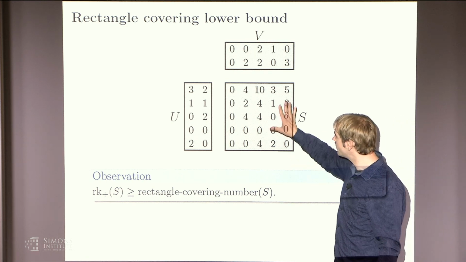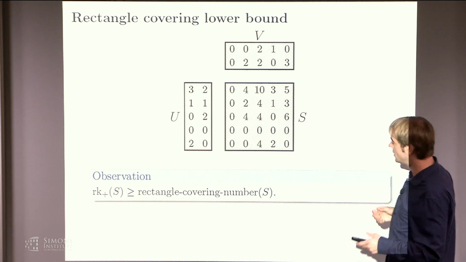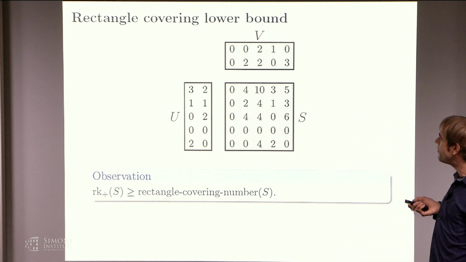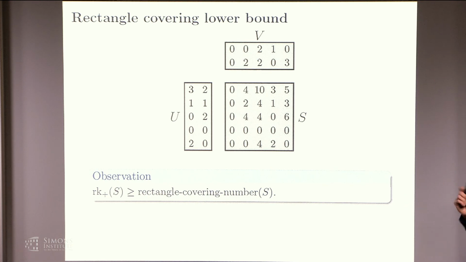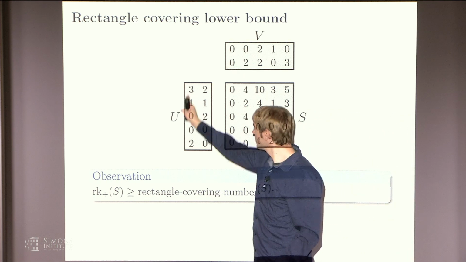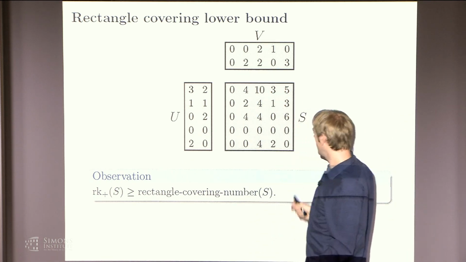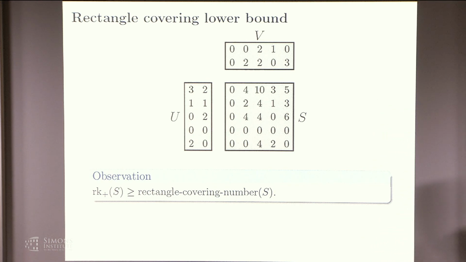So let's look at a non-negative matrix S, and let's look at some non-negative factorization. In particular, you can factor this matrix as U times V, and these are also non-negative matrices. Now we're going to lower bound the number of columns and the number of rows here. And it actually suffices to only look at the support of the matrices. So you forget all the numbers. You just look at whether the numbers are 0 or strictly positive.